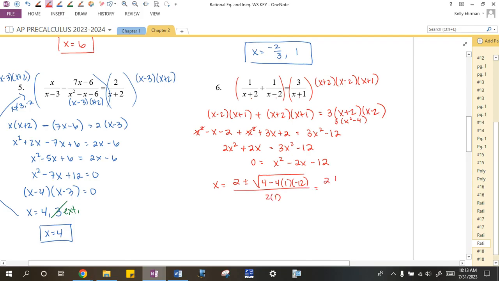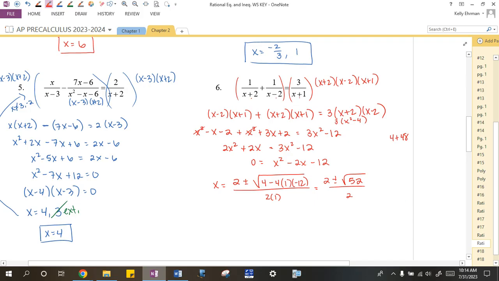What's underneath the square root there? 4 plus 48. 4 plus 48 is 52. You'll see I often write down these little steps. There's no shame in writing down small amounts of work and things like that.